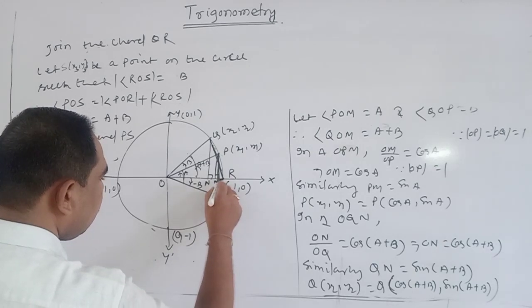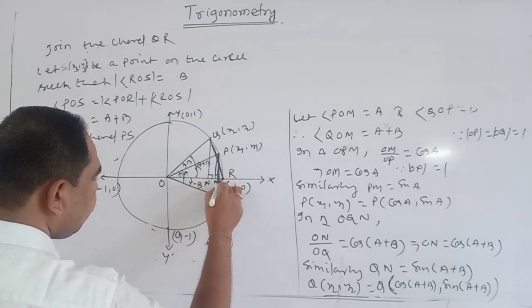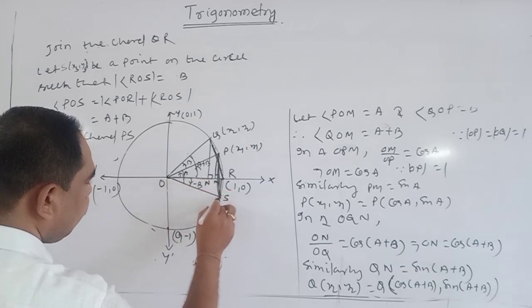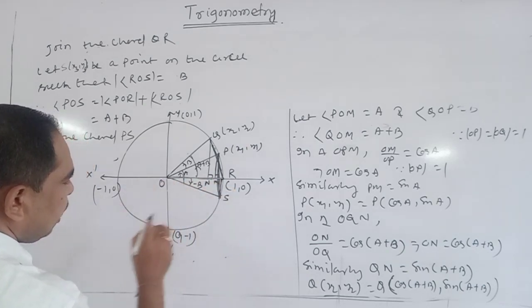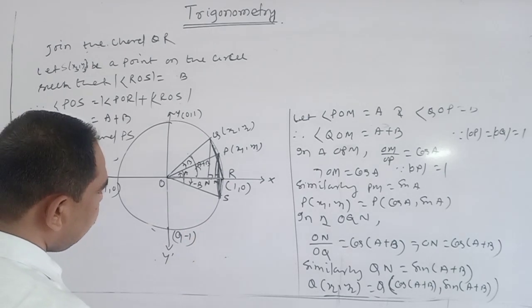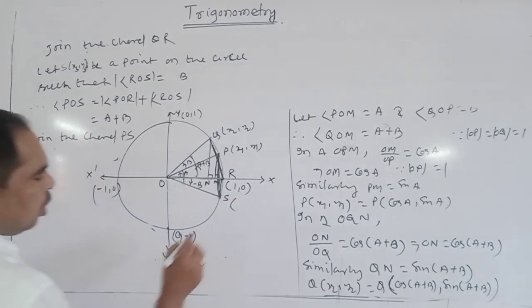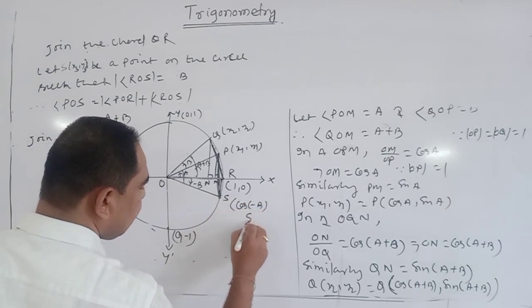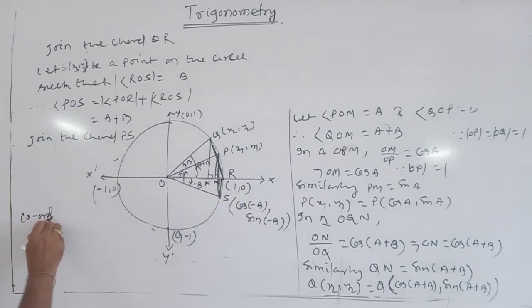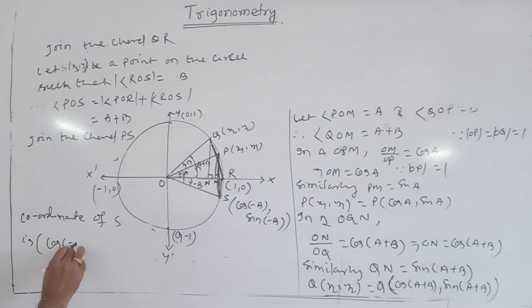Look, we join it, the perpendicular will join. Coordinate of S in this triangle is equal to cos of minus b comma sine of minus b, okay. Coordinate of S is cos of minus b comma sine of minus b, that is cos b comma minus sine b.